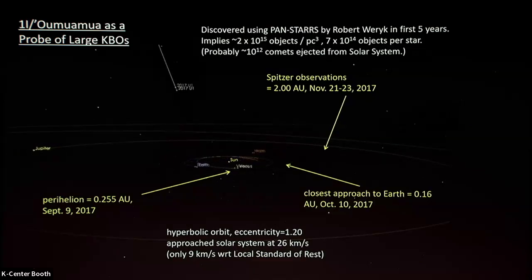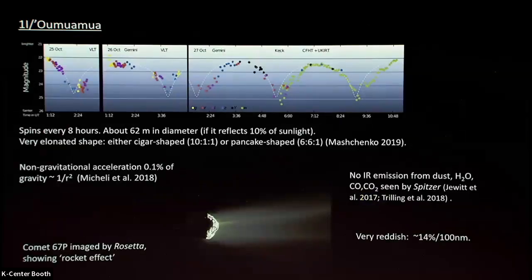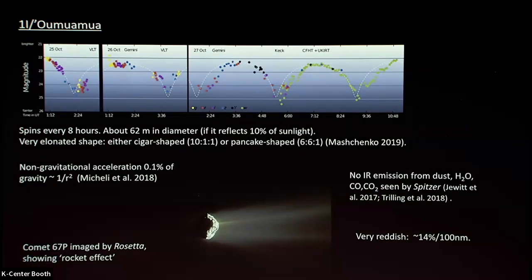And of course, it was observed after perihelion. It approached Earth very closely in October of 2017. And it came in at a pretty small, well, a large, I guess I should say, velocity with respect to the solar system, 26 kilometers a second, but small compared to the local standard of rest. The solar system sort of caught up with it. There are many mysteries about Oumuamua, based on some of the differences between our expectations, which are based on asteroids and comets, and the observations.